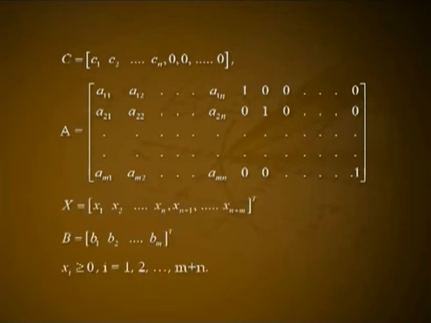X equal to the row x1, x2, etc. xn, xn+1, etc. xn+m transpose, and B equal to the matrix with row b1, b2, etc. bm transpose, where xi greater than or equal to 0 for i equal to 1, 2, etc. m plus n. This form of LPP is called its standard form.